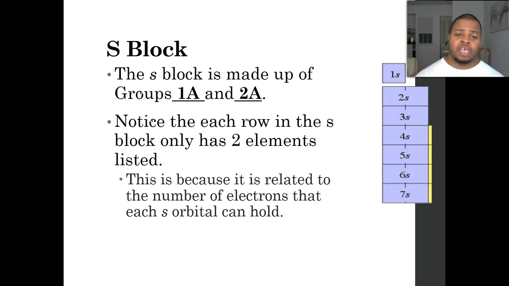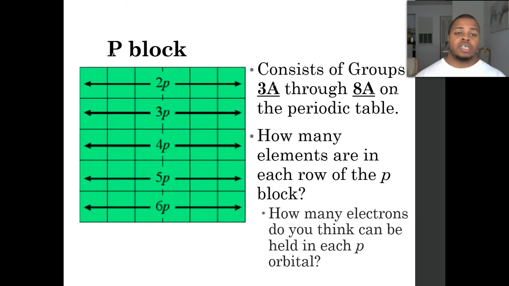We're going to do the same thing as we look at the next orbital, which is going to be our p block. Now, for our p block, you notice we jumped all the way across to the other end of the periodic table.